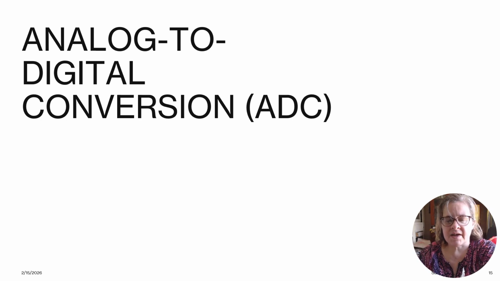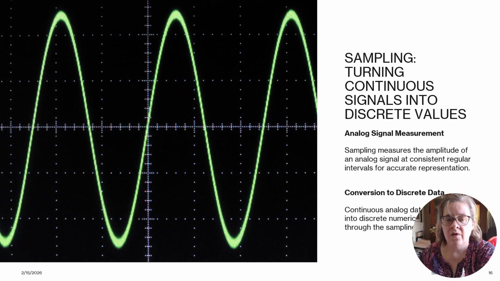In the following section, we're going to explore processes of transforming analog signals into digital form for computer processing, analog to digital conversion, ADC. Sampling involves measuring the amplitude of an analog signal at regular intervals, converting continuous data into discrete points. So this gives an accurate representation.